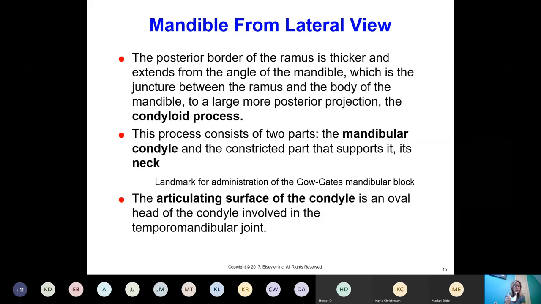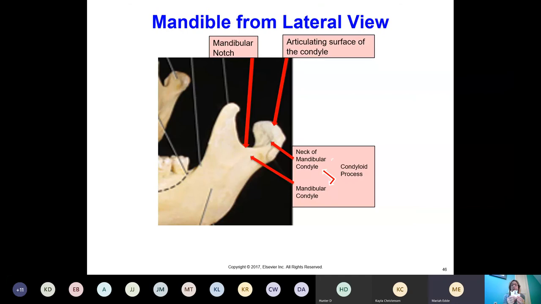The articulating surface of the condyle is the oval head of the condyle involved in the TMJ. So that would be the articulating surface. Articulating is where it articulates with the temporal bone or moves with the temporal bone. Anybody have any questions so far? No. And this is just another picture.